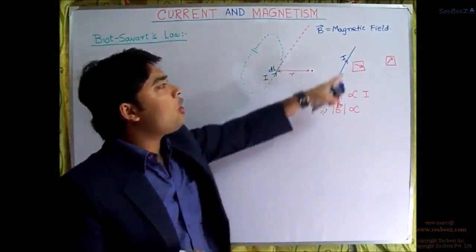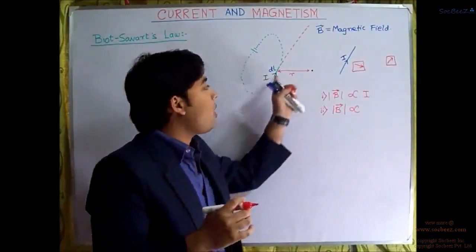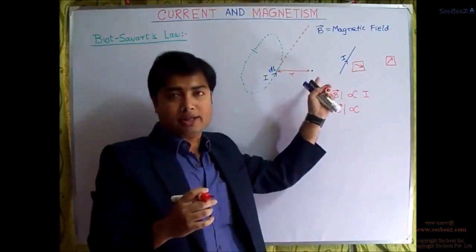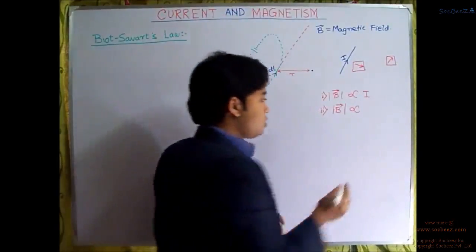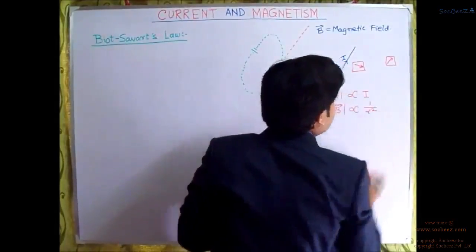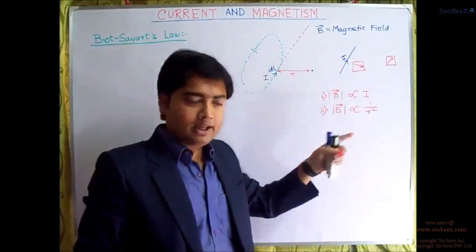Now after that it states that this magnitude of magnetic field is inversely proportional to the square of the distance of separation between the points, that is r. So it will be stated as 1 by r square, or inversely proportional to r square, right?